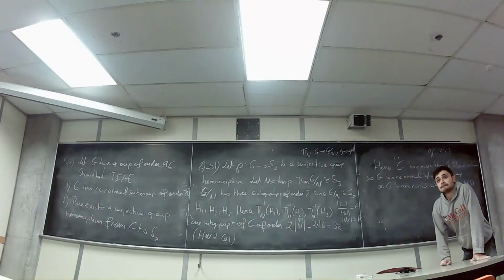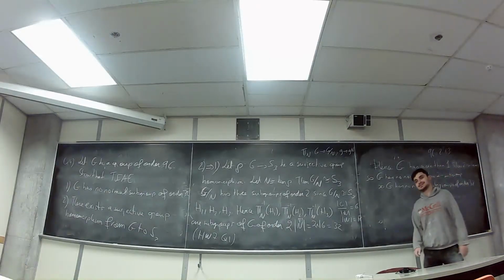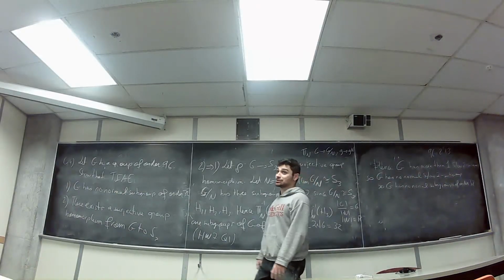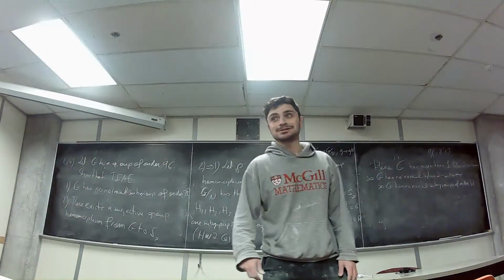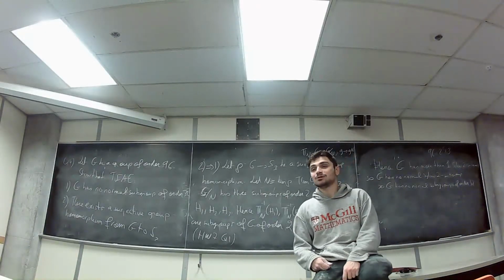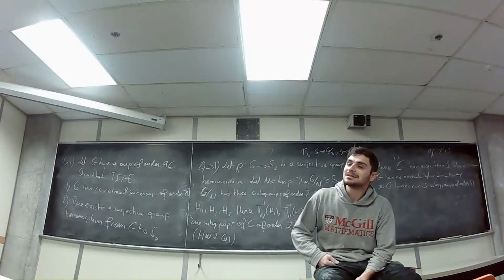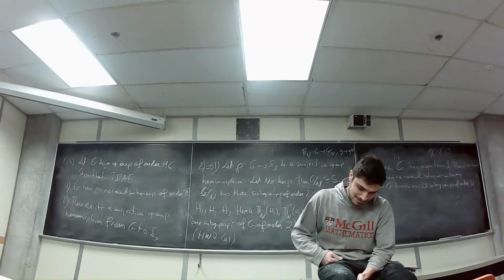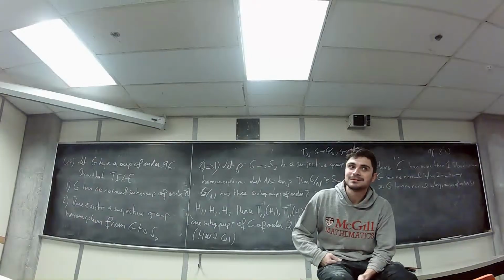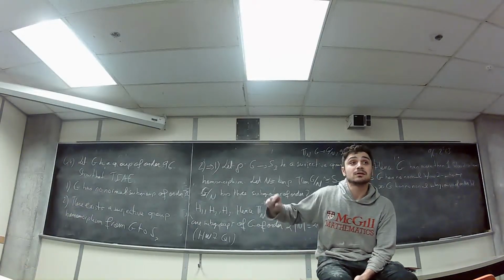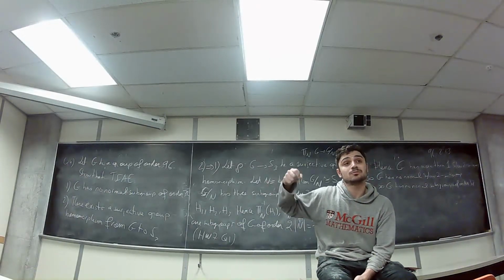Is the kernel the largest? What do you mean, the largest normal subgroup? The kernel is the largest normal subgroup contained in H. What is H? The Sylow 2 subgroup. In that case I think it is, because there's index 2, so I think it has to be. You mean it's the largest normal subgroup in H.